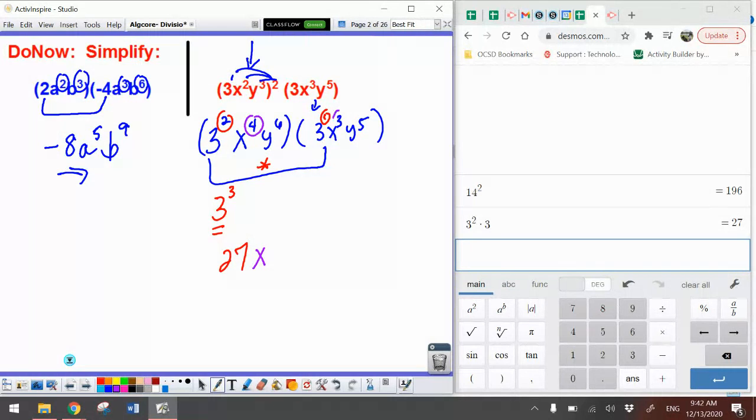So 4 and 3 is 7. And 6 and 5 is 11. Sorry about that. So I have 27, x7, y11.